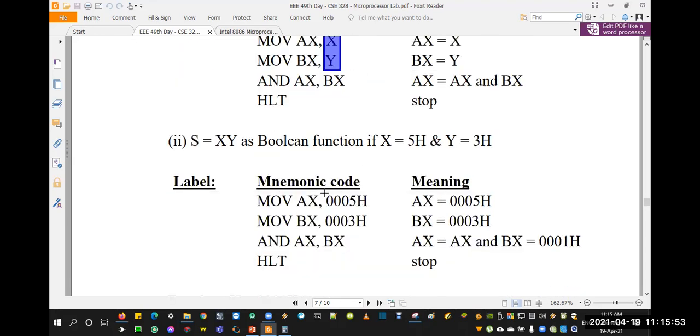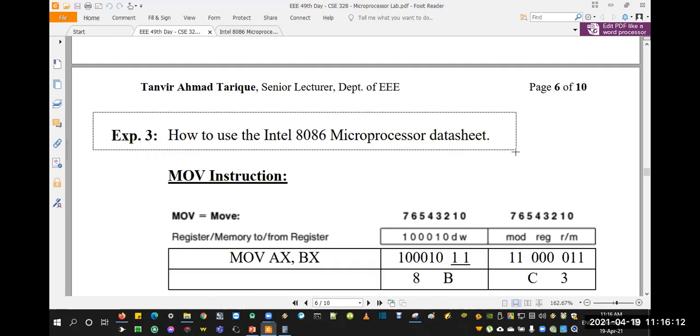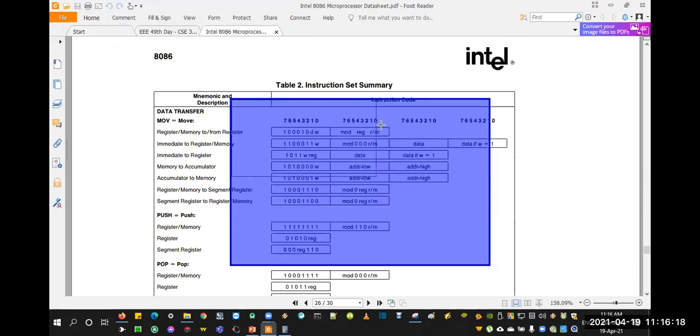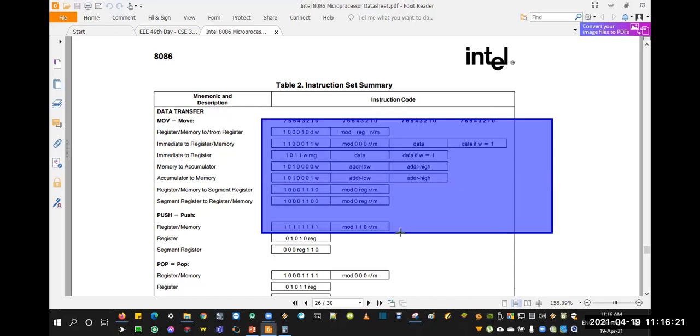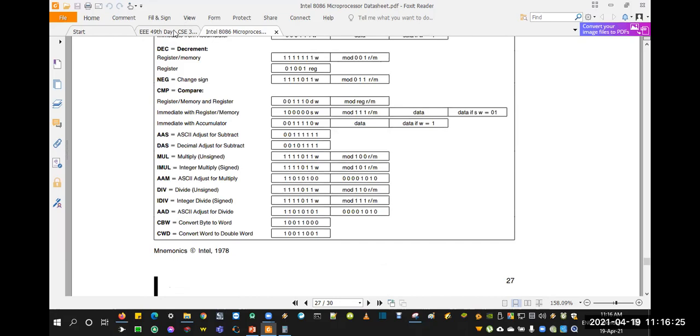But here we have given the values of x and y, 0005 and 0003. So in this case, you have to put the exact value according to the rules given in the microprocessor datasheet of this experiment, for these codes, move, etc., logical, etc.